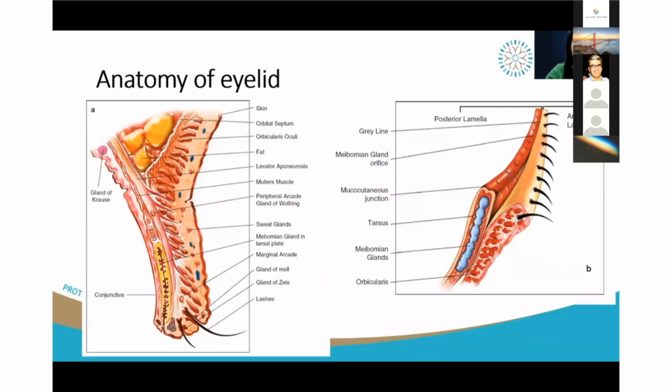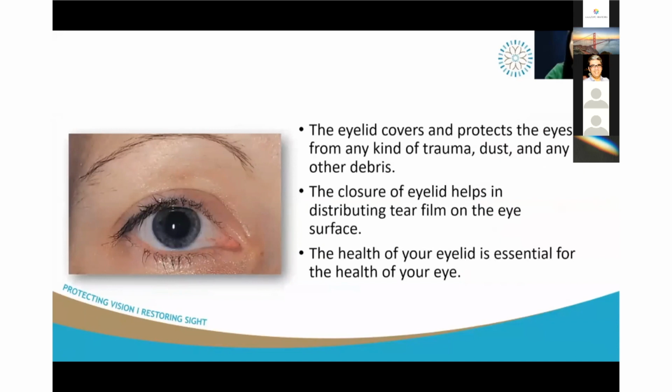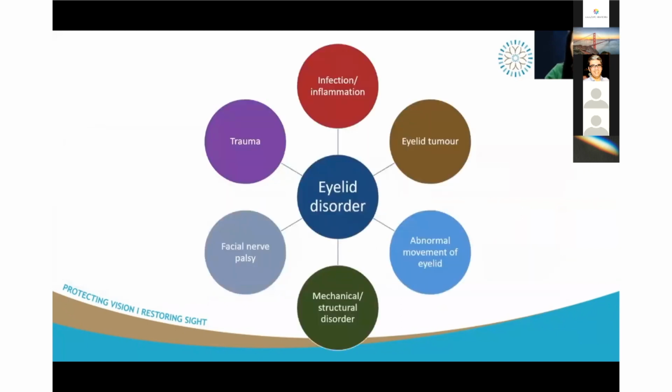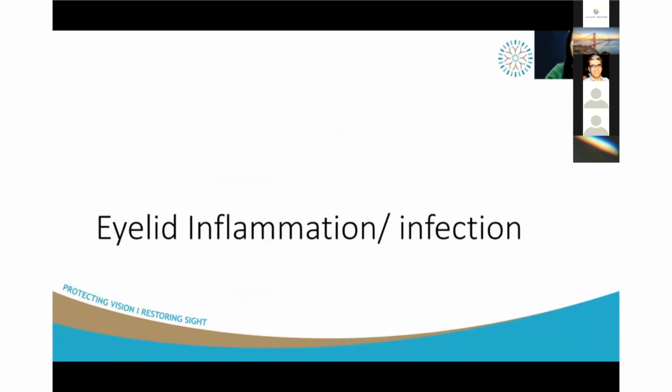Anatomically, the eyelids have a complex structure. It has an anterior layer of skin, orbicularis oculi muscles, and posterior layer of tarsus and conjunctiva. The eyelids cover and protect the eyes from any kind of trauma, dust, and any other debris. The closure of eyelids helps in distributing tear films on the eye surface. The health of your eyelids is essential for the health of your eye. Eyelid disorders in elderly range from infections, inflammations, eyelid tumor, abnormal movement of eyelids, mechanical or structural disorder, facial palsy, and trauma. Recognition and early diagnosis of these problems are crucial to their proper management.